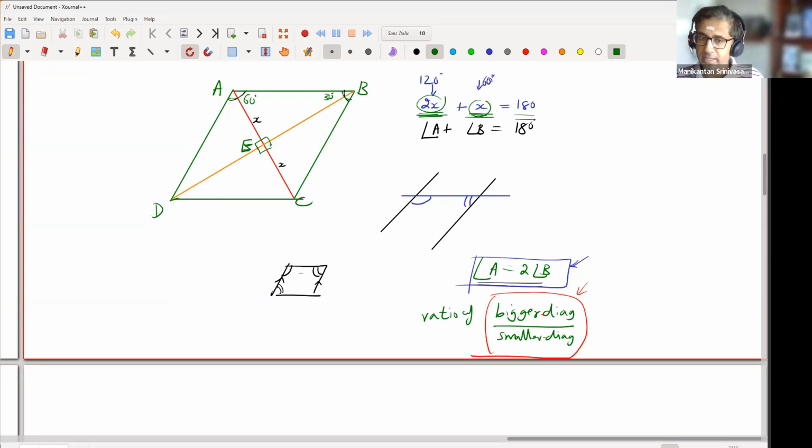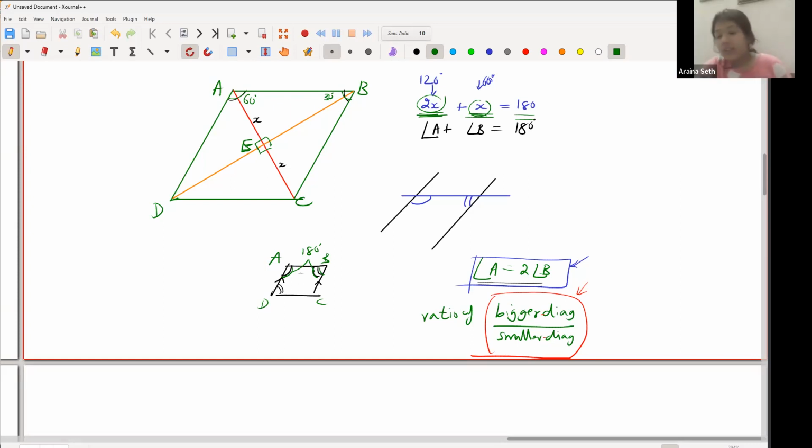Because they are co-interior angles, right? So let's say this is A, this is B, this is C, and this is D. Specifically, angle A and angle B add up to 180, right? So knowing that, you can figure out angle B and angle A separately as 60 and 120. Does it make sense?